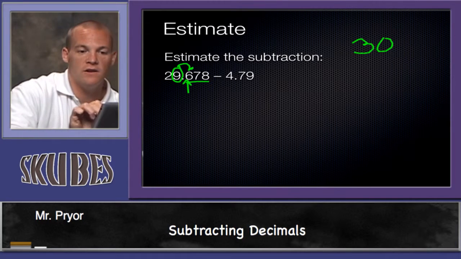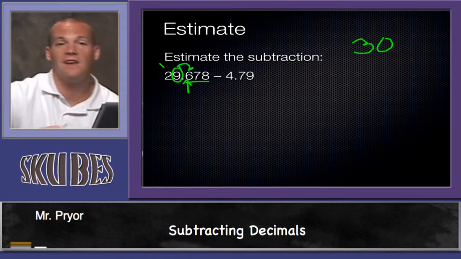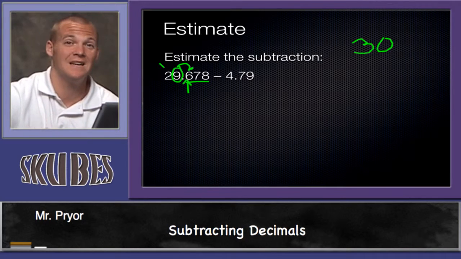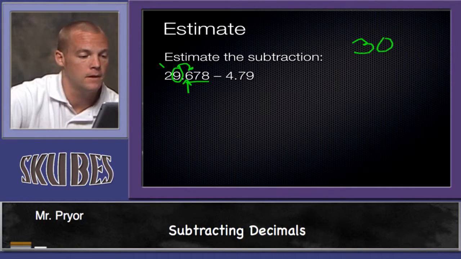So that 9 actually gets rounded to a 0, and then you need to basically carry the 1 over because it would be 10, carry the 1 over and make it a 3.